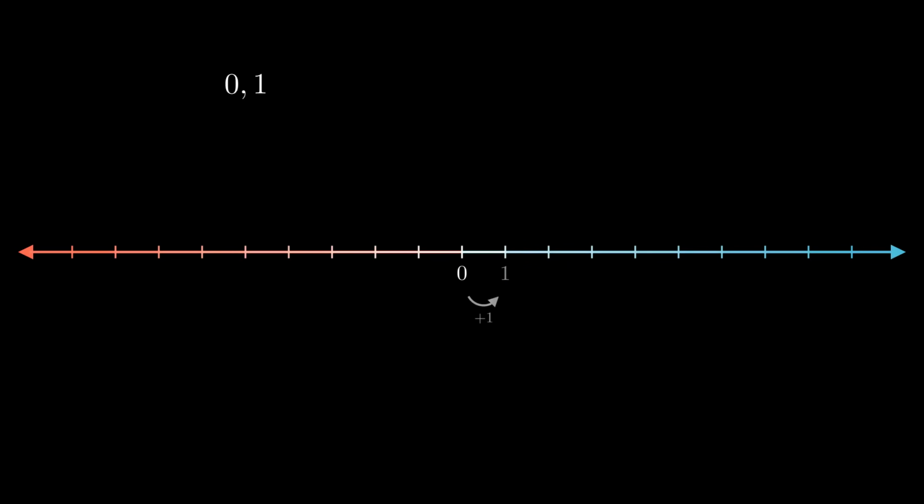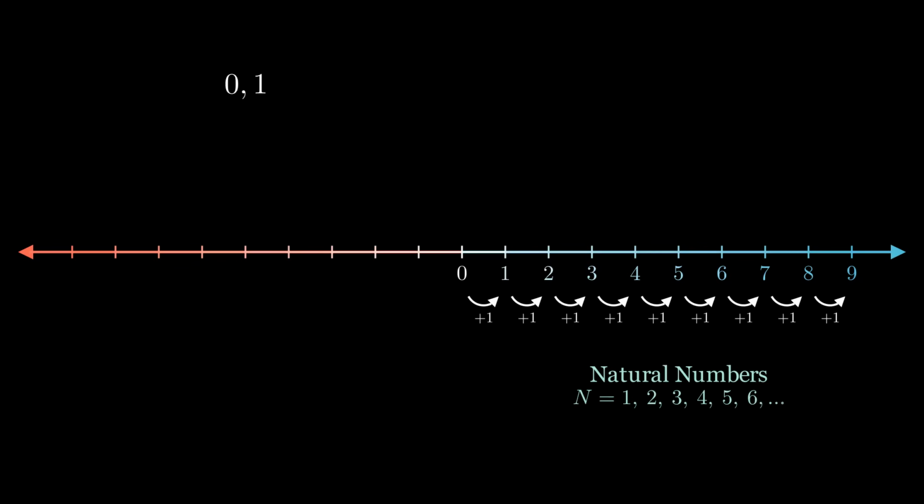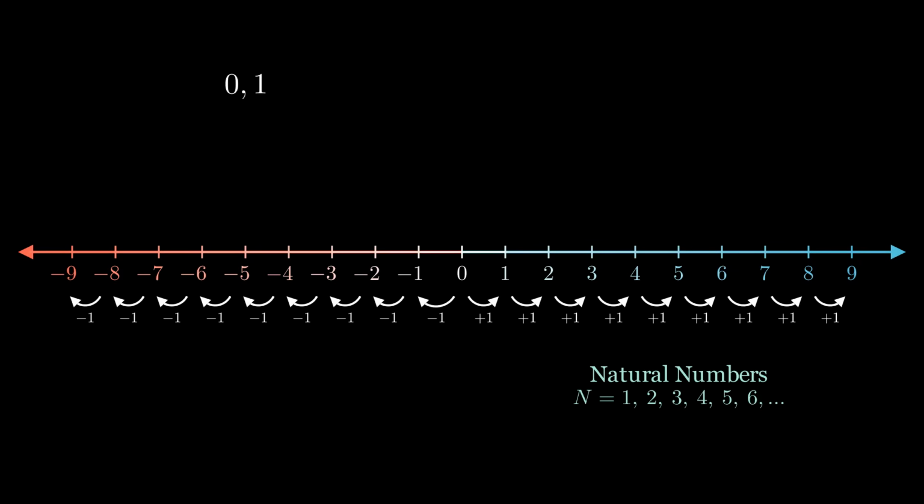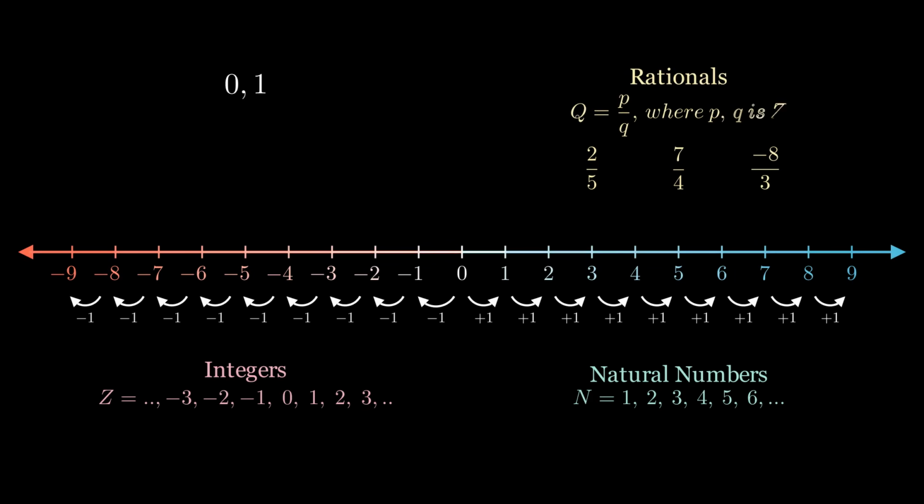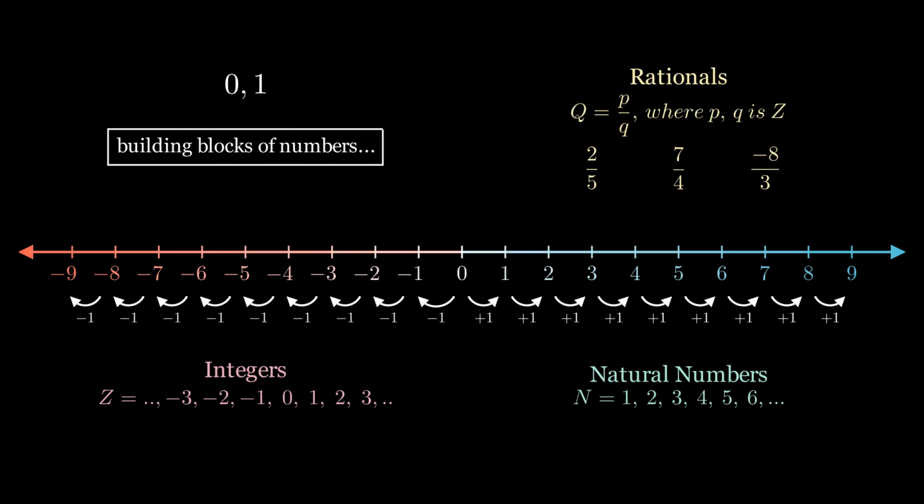If we start at 0 and continuously add 1, we can build the natural numbers. By continuously subtracting 1 from 0, we extend the natural numbers to the integers. And by dividing combinations of integers, we can construct rational numbers. In other words, 0 and 1 can be thought of as the building blocks of numbers.